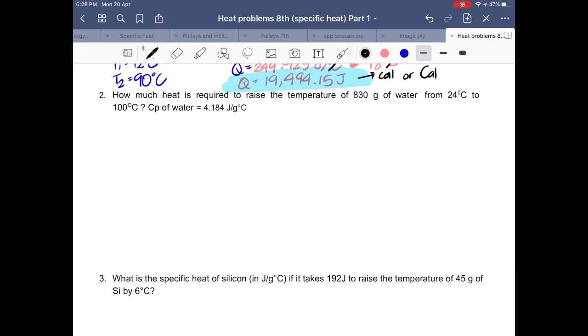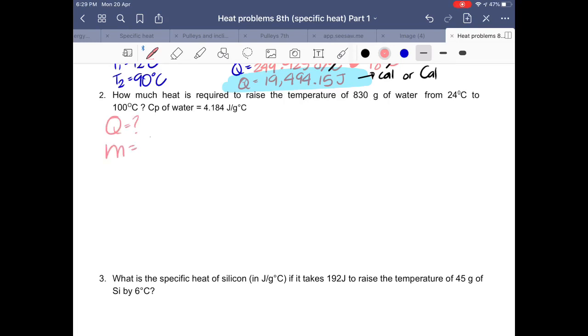How much heat is required to raise the temperature of 830 grams of water from 24 degrees Celsius to 100 degrees Celsius? So in this case, we have water. We have the specific heat. We're searching for heat. Remember, heat is different than specific heat. Heat is a transfer of thermal energy. So heat equals question mark.